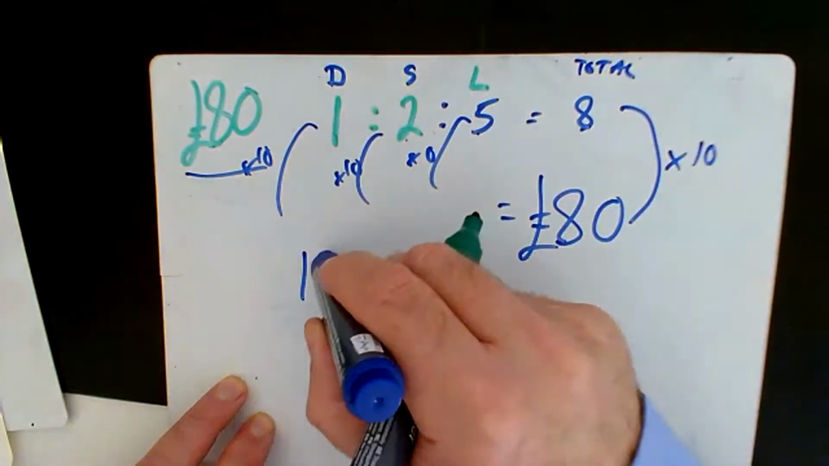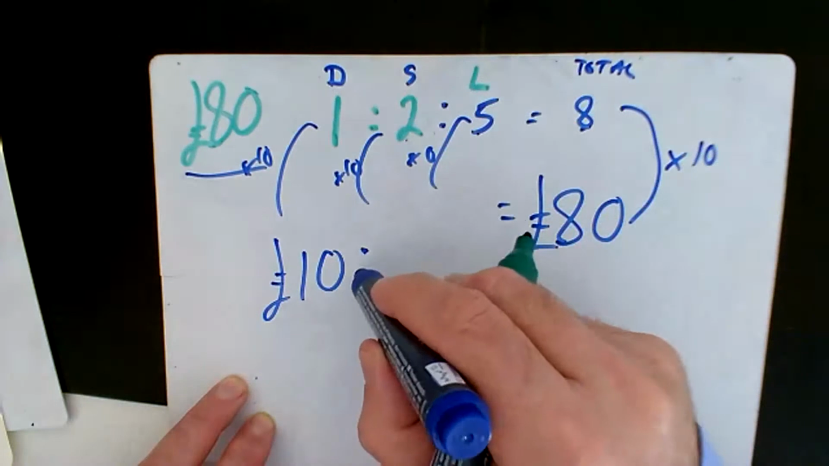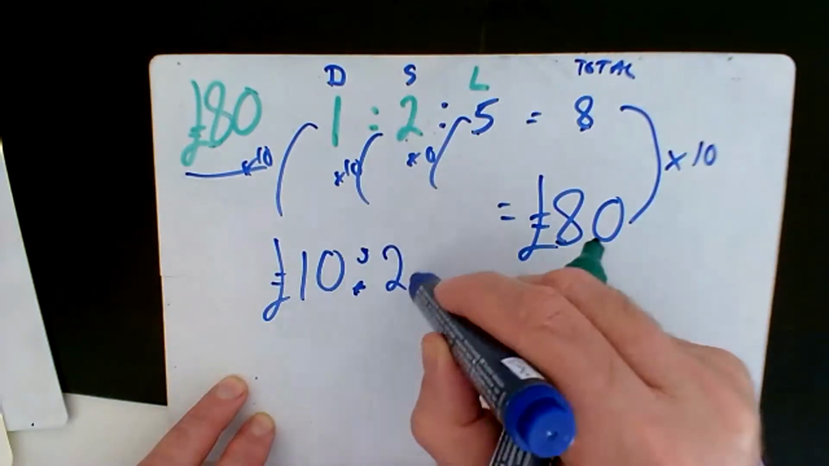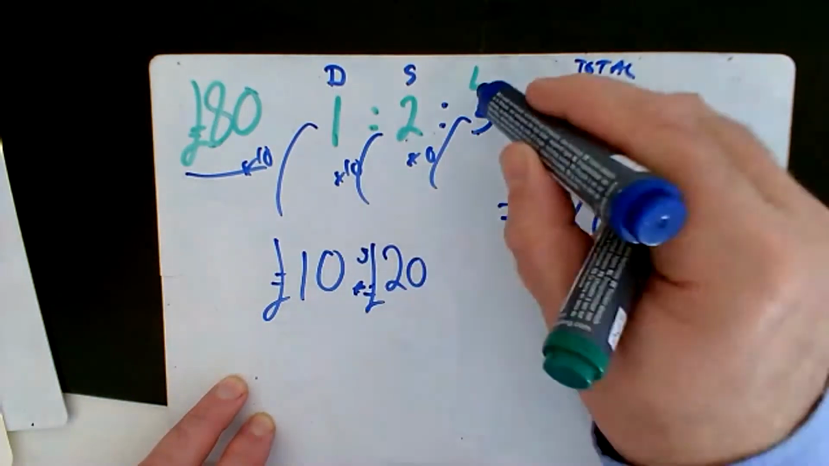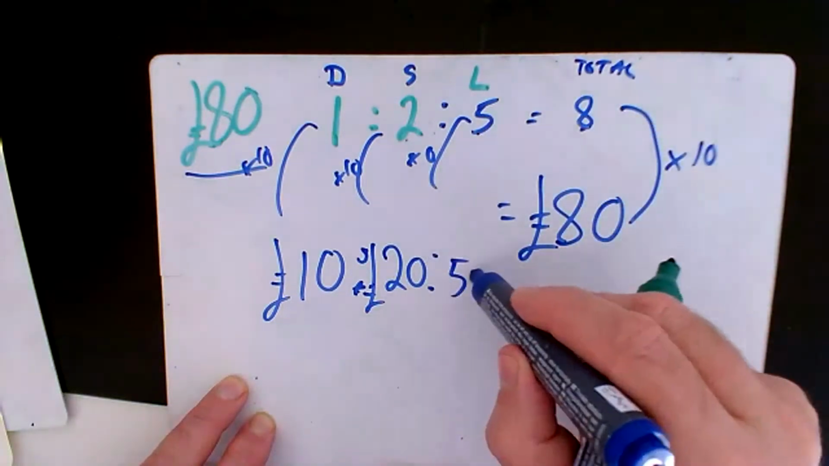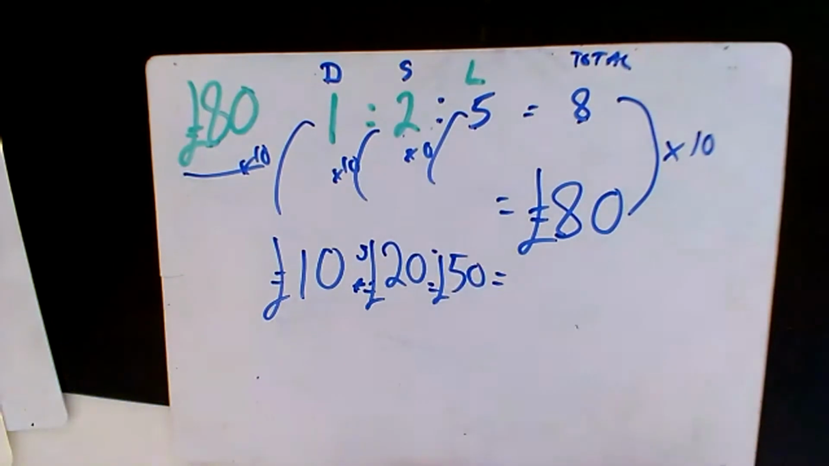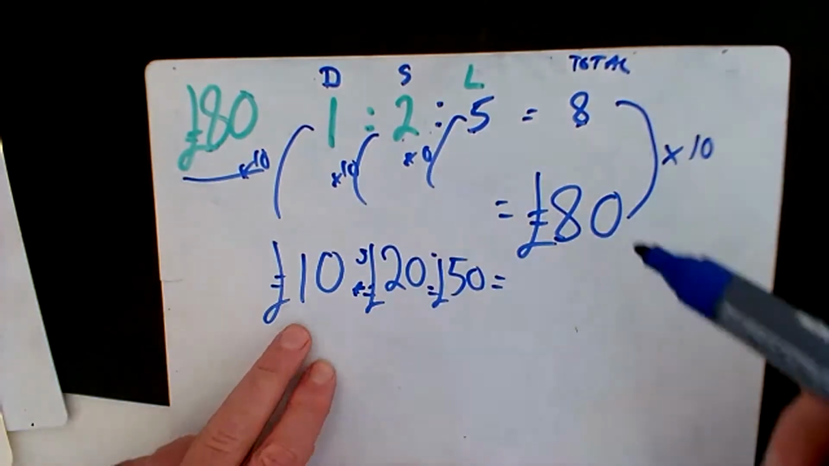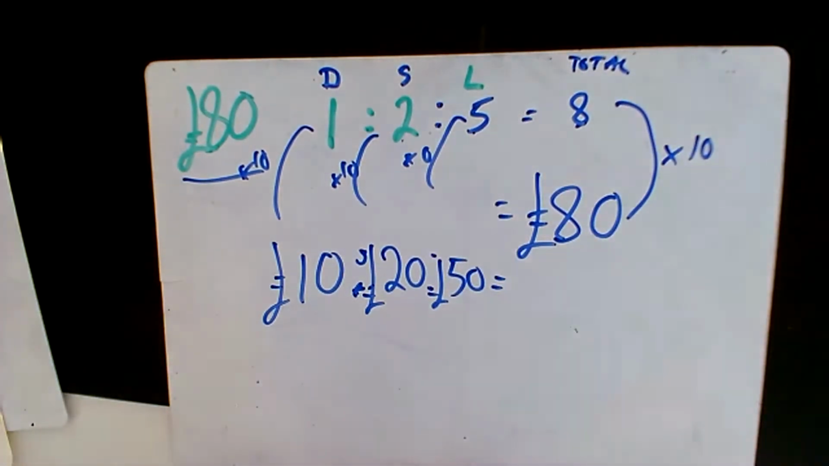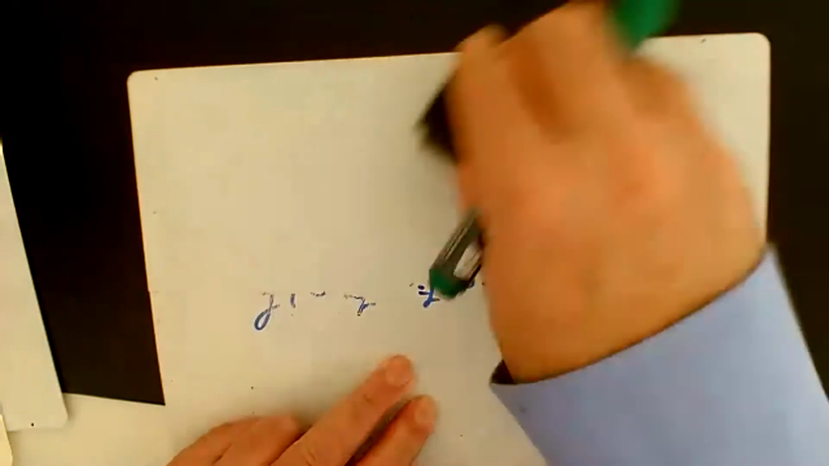So 1 times 10, Dave gets £10. 2 times 10, Steve gets £20. And then Leah, 5 times 10, gets £50. In total £80 is being given, isn't it? So that's how we share things out into a ratio.